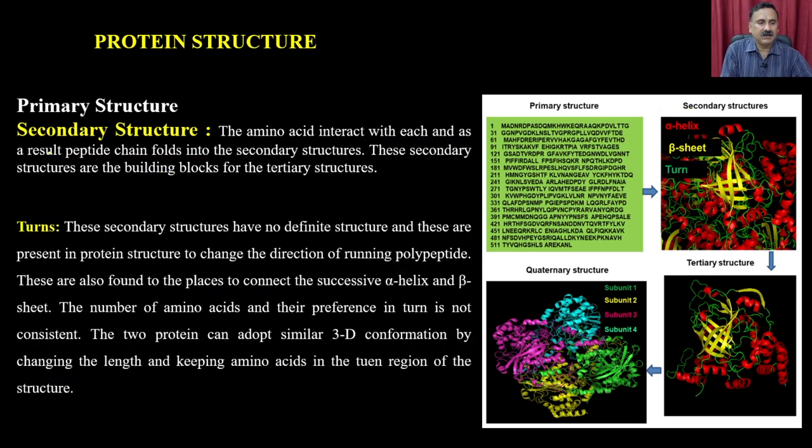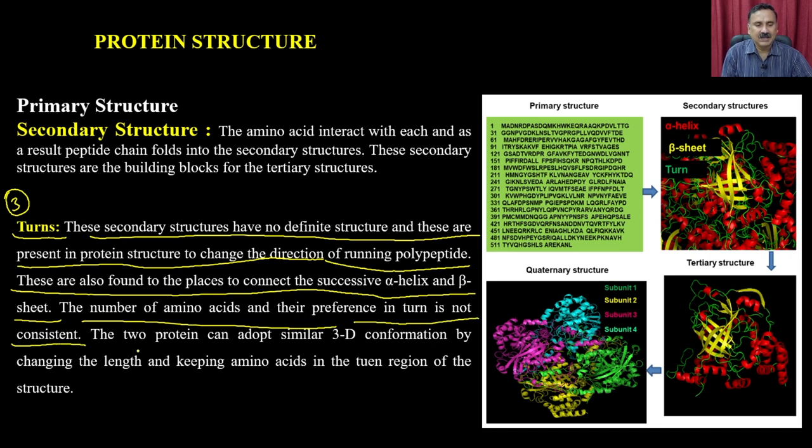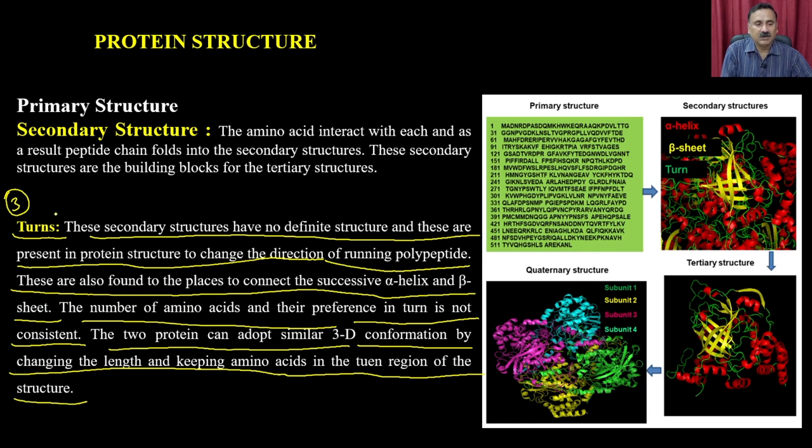Now, there is a third secondary structure, and it is called the turns. These have no definite structure, and they are present in the protein structure to change the direction of the running polypeptide. They are also places that connect the successive alpha helices and beta sheets. The number of amino acids and their preference in the turn is not consistent, and two proteins can adopt a similar 3D conformation by changing the length and keeping the amino acids in the turn region. So a turn is an unstructured region, or I would say a very flexible structure, so it can have different types of amino acids.